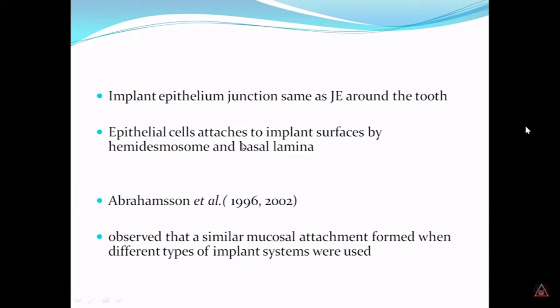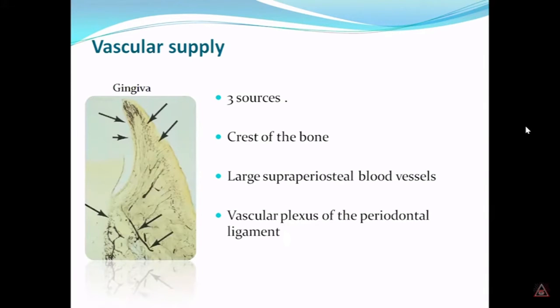First and second. So all of you know the vascular supply of gingiva. There are three sources of blood supply. One is from the crest of the bone, large supraperiosteal blood vessels, and blood vessels from the periodontal ligament. Now this is the difference between your teeth and implant. There is no periodontal ligament. That means blood supply from the periodontal ligament will be absent in the case of a dental implant. Whereas there will be blood supply from the crest of bone and large supraperiosteal blood vessels.